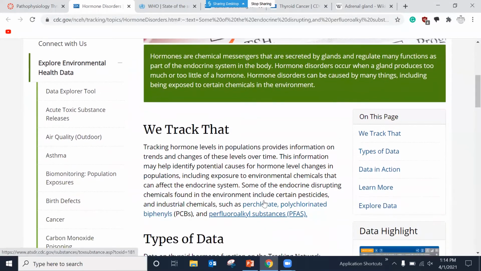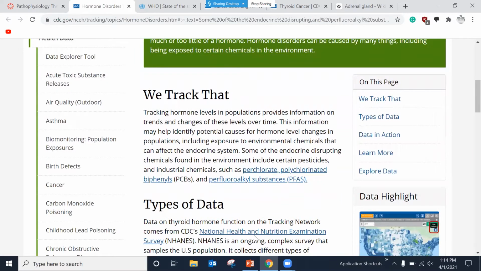So the CDC is tracking hormone levels in the entire population. But they're also trying to track the amount of certain chemicals that we know for a fact mess with the human endocrine system. Pesticides, industrial chemicals, and probably the scariest type of chemical, just because it's everywhere, is plastic. All the different types of plastics, and there's thousands of types, mess with the human endocrine system.